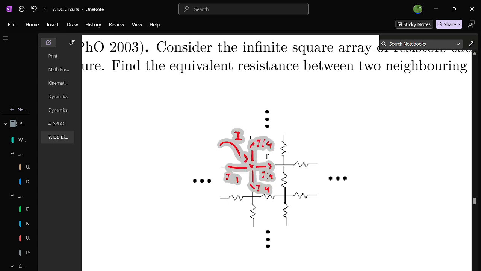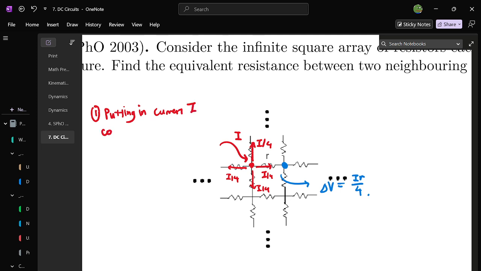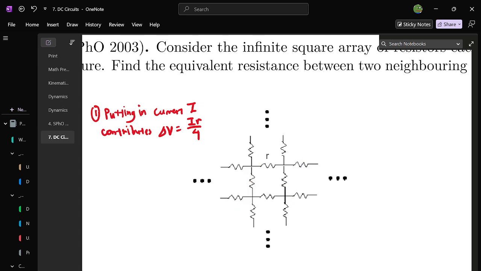And the other node we want to consider is here. So we have gotten that I over 4 current flows from this node to the adjacent node. And this contributes a potential difference of IR over 4. So we asserted that putting in current I contributes delta V equals IR over 4. So that's our first assertion. Okay, so that's the first scenario.